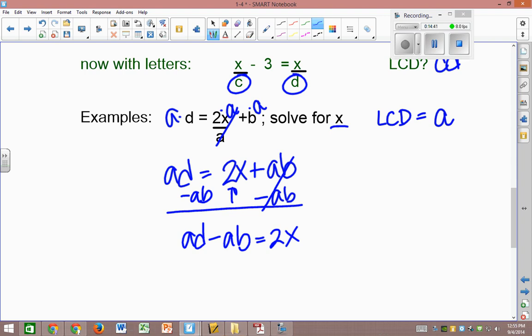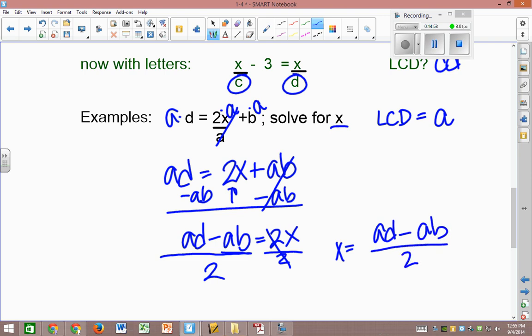And then to get x really alone, I'm going to divide by 2. Can I just do one term? No, we have to do the whole side, or do them individually, that would be the same thing. So x is equal to AD minus AB, all over 2. Let's do another one.